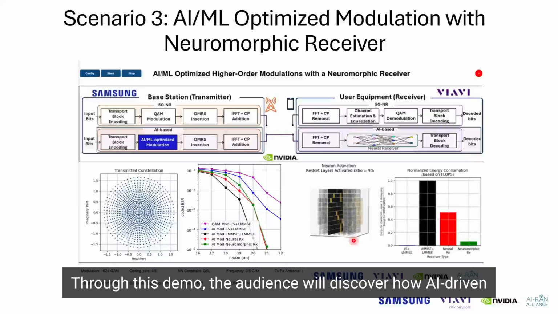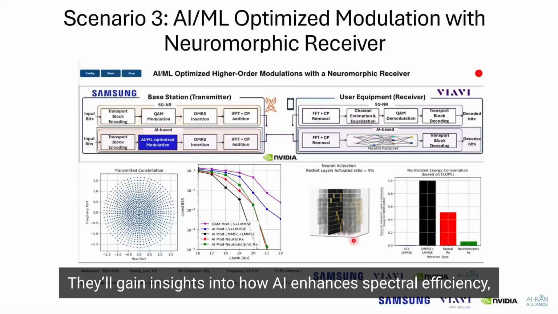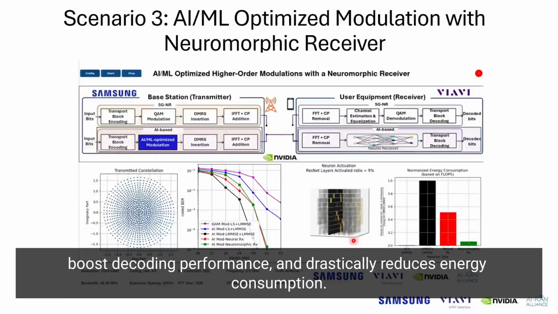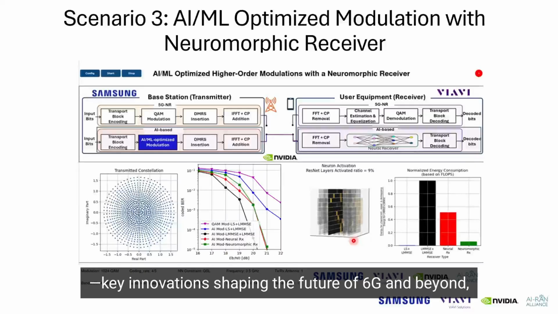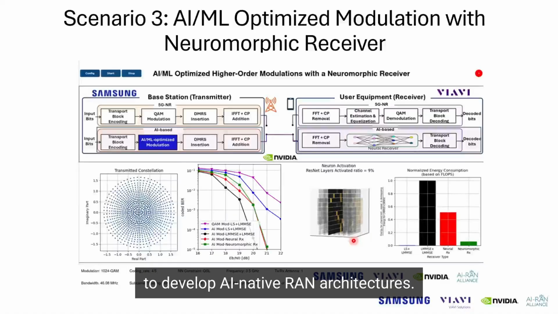Through this demo, the audience will discover how AI-driven modulations and neuromorphic receivers can revolutionize wireless networks. They'll gain insights into how AI enhances spectral efficiency, boosts decoding performance, and drastically reduces energy consumption. Key innovations shaping the future of 6G and beyond, aligning with the AI for RAN Working Group's mission to develop AI-native RAN architectures.